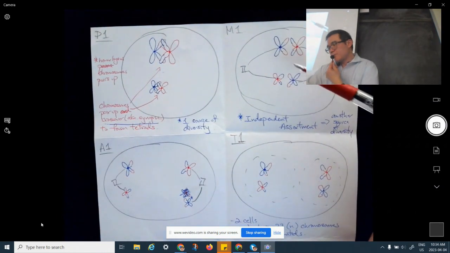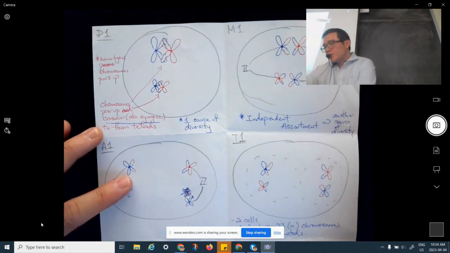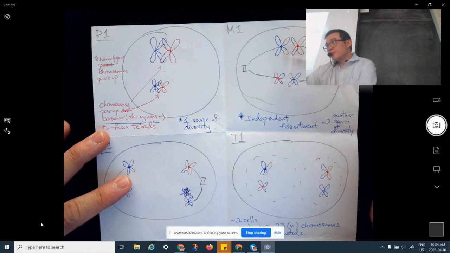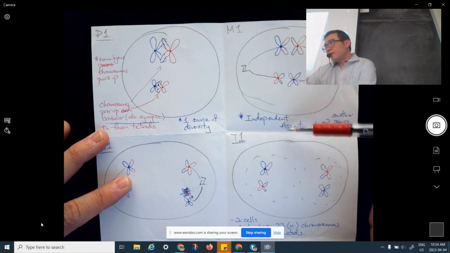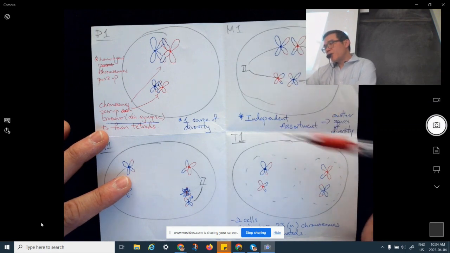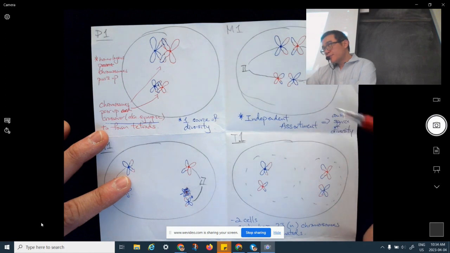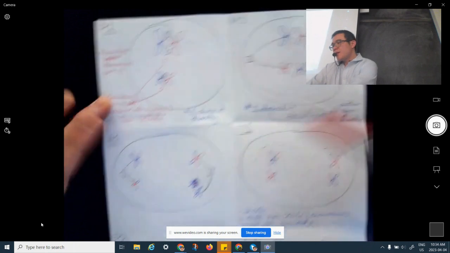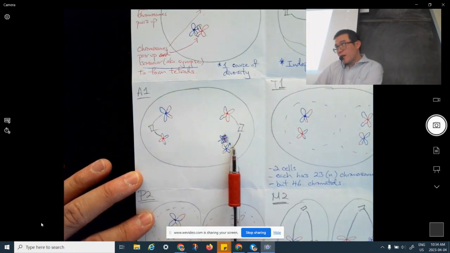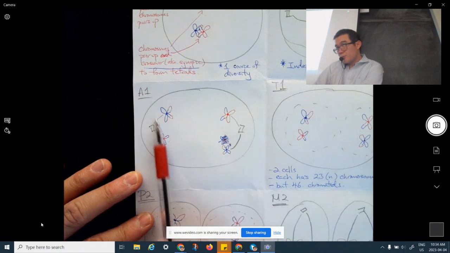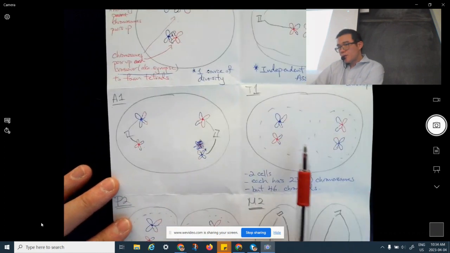Meiosis, what is it? Metaphase 1, you have these chromosomes line up along the middle. Okay, the orientation is completely random. So we call that independent assortment. So that's another source of genetic diversity. Anaphase 1, these chromosomes separate to both sides because their microtubules contract.